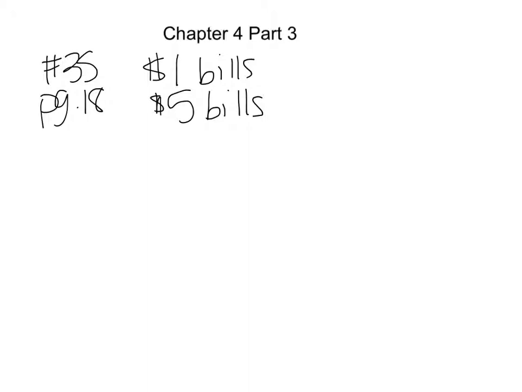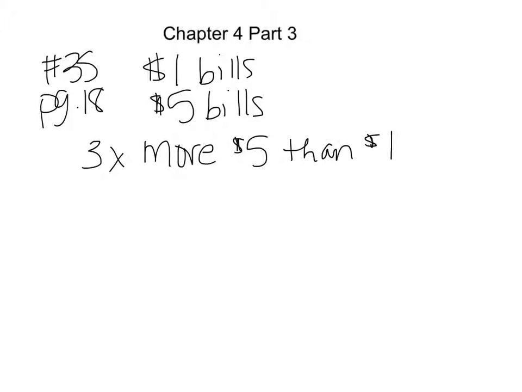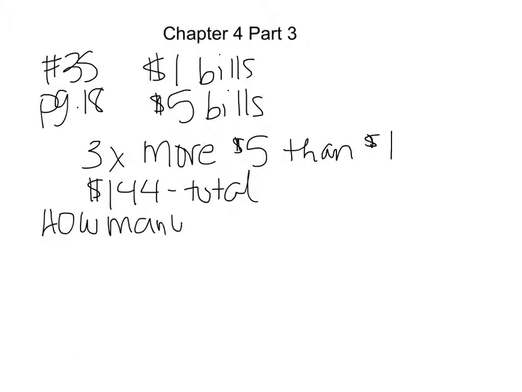He has 3 times more $5 bills than $1 bills. Together they're worth a total of $144. That's our total money. We're going to write and solve a system of equations to figure out how many bills of each type he has. That's important to figure out what the question is. So how many bills of each type does he have? That is what we want to find out.